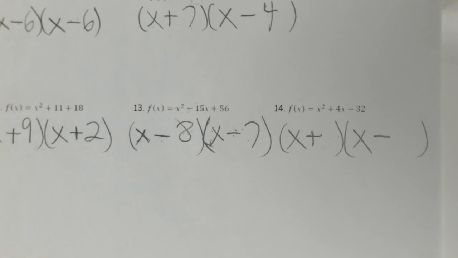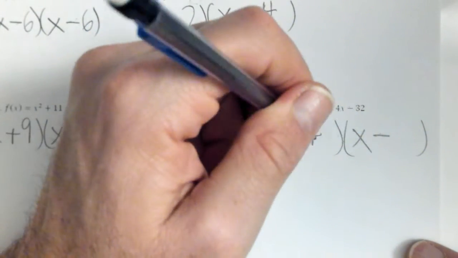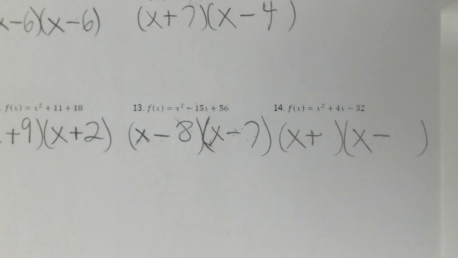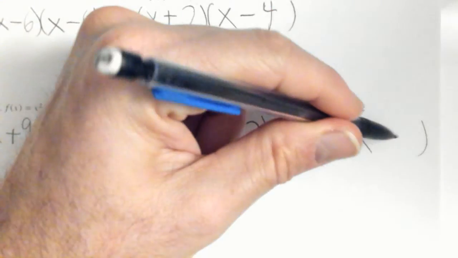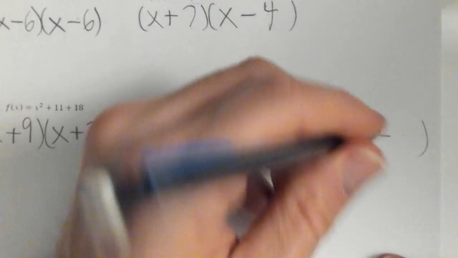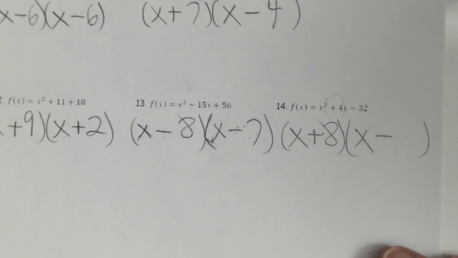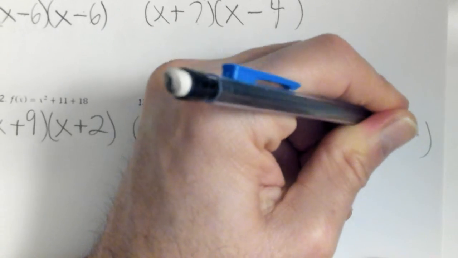Now to finish it, I need two numbers that multiply together to give me 32, but at the same time combine, or in this case subtract, to give me 4. Multiply to make 32, but have a difference of 4. 8 times 4 comes to mind. 8 times 4 is 32, but at the same time, I need them to combine to get 4, and they do. Of course, where should the 8 go? Since the middle number is positive, that means the biggest number has to be positive. So I'll put my 8 here, and I will put my 4 here.